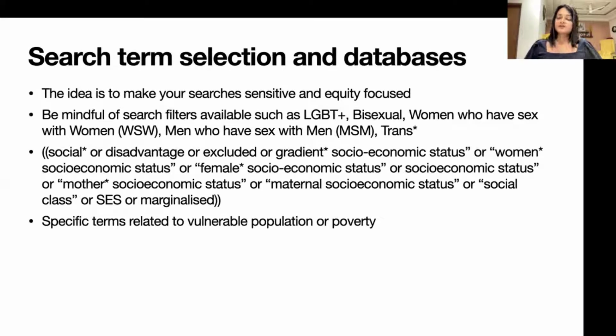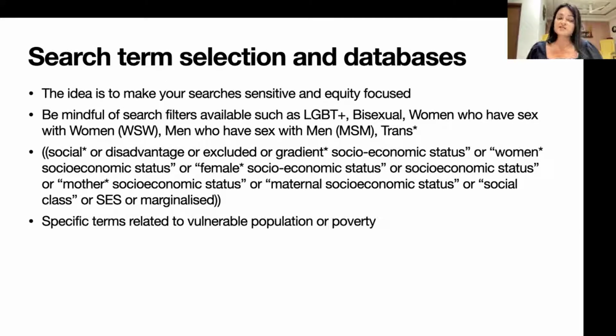Another important consideration whenever we are talking about equity issues in evidence mapping is your search terms and the databases that get included. It is important to have searches which are sensitive and equity focused. There are three things to consider here. One is we need to have search terms that are equity focused, like incorporating terms such as marginalized groups and socioeconomic status into your search queries.